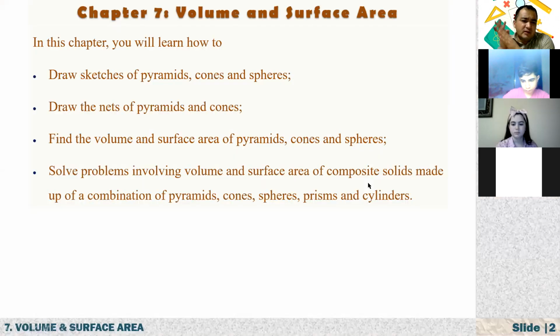In this chapter, we will learn how to draw sketches of pyramids, cones, and spheres, and these are very fundamental solids. We will draw the nets of pyramids and cones, find the volume and surface area of pyramids, cones, and spheres, and solve problems involving volume and surface area of composite solids made up of a combination of pyramids, cones, spheres, prisms, and cylinders.